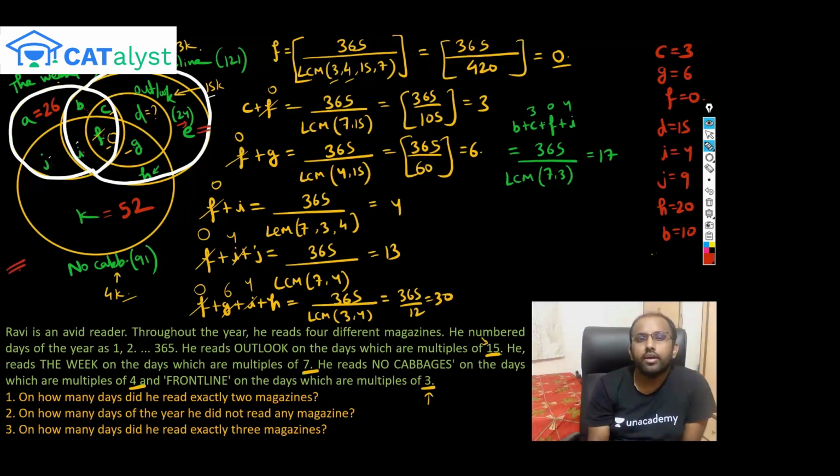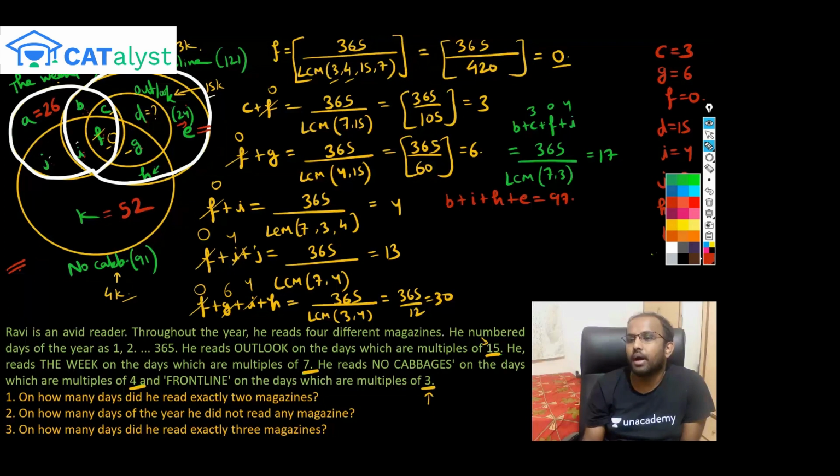Similarly, if I calculate for e, guys, you can just calculate for e actually. So this outside circle is here 24. That means the outside should be 97. Okay. So b plus i plus h plus e should be 97, right? b plus i plus h plus e should be equal to 97. Among these values, what else have we got? We have got b 10, we have got i 4 and h 20. That means e should be equal to 63. So e should be equal to 63.